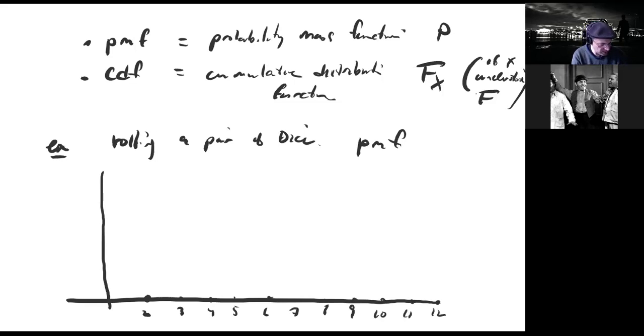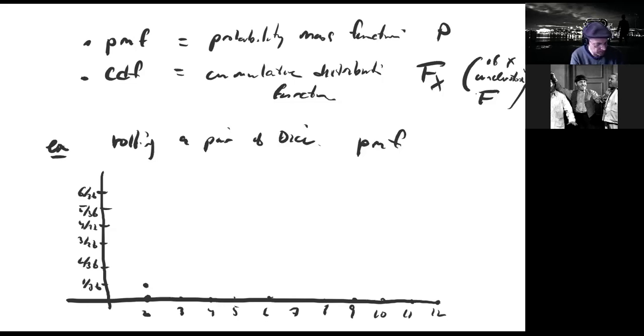Now, there's only one way to make a 2, and the probability of making a 2 is 1 out of 36. So here you've got 1 over 36, 2 out of 36, 3 out of 36, 4 out of 36, 5 out of 36, 6 out of 36. Okay, so there's only one way to make a 2, so it's a 1/36 probability of making a 2 from rolling a pair of dice.